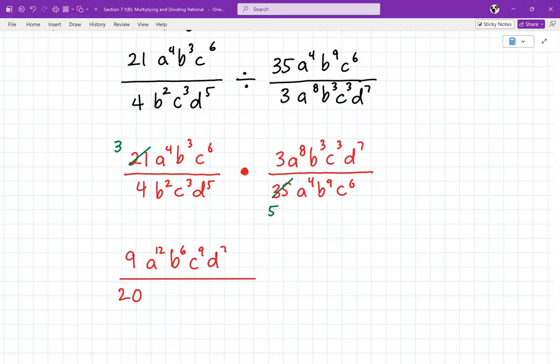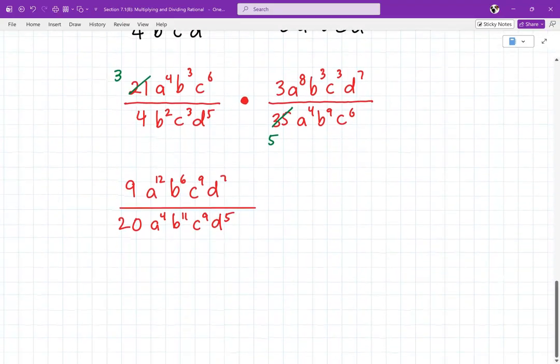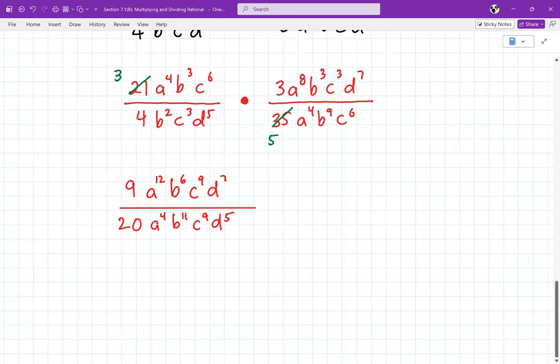Look at the bottom. My a's, I have an a to the 4th. B to the 11th, because it's b squared times b to the 9th. C to the 9th, yeah. That's a 3rd and a 6th. So that's a 9. And then d to the 5th. Now again, the 9 over 20, it's simplified. I don't have to worry about that.